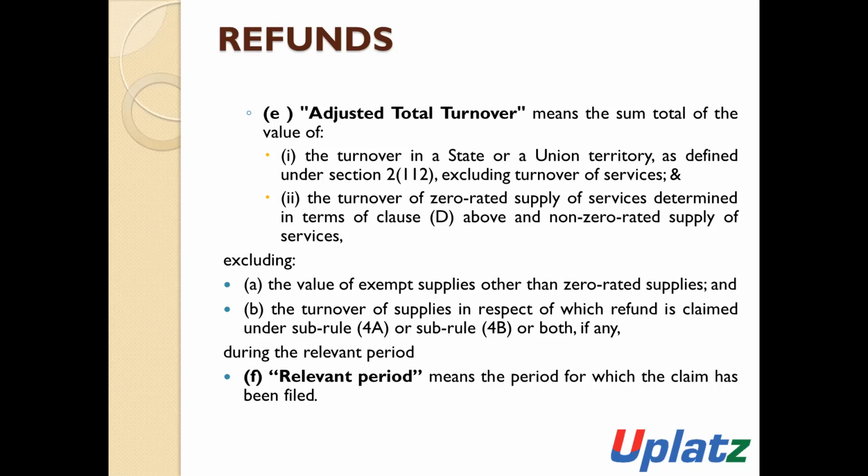The refund is claimed under sub rule 4A or sub rule 4B or both, if any, during the relevant period. So this is the definition of adjusted total turnover. And the relevant period means the period for which the refund has been filed.